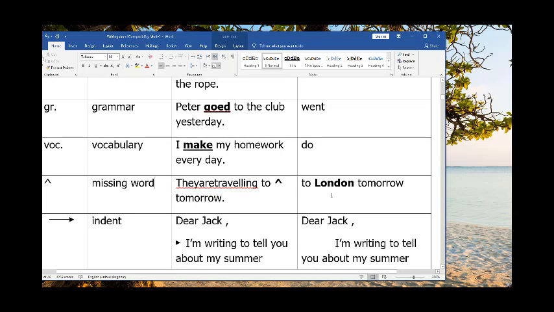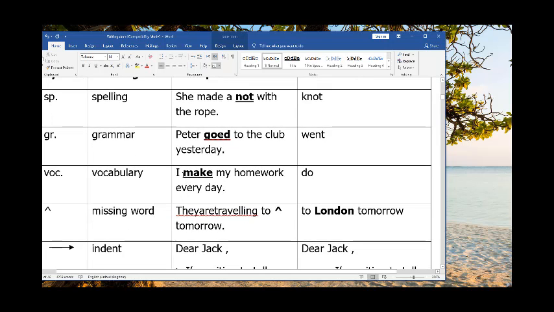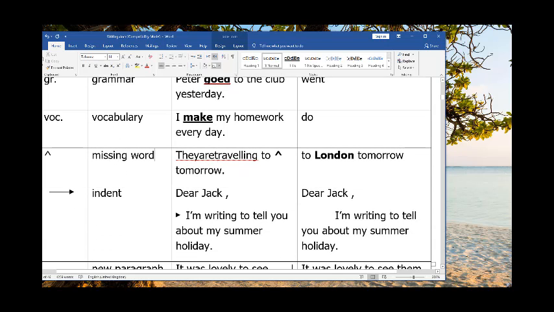You can see here some examples for the things that I already said. The spelling mistakes, this is grammar mistake, of course there is nothing called goed, it's went. A vocabulary, it's not I make my homework, it's I do my homework. Here they are traveling to tomorrow. Traveling to what? You missed a word, so to London or whatever country you are missing, so I will put the chapeau to show you.